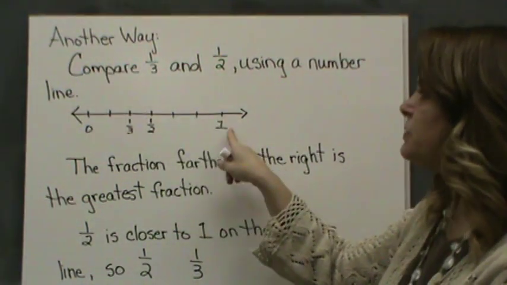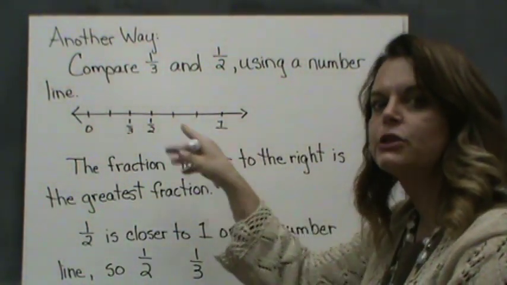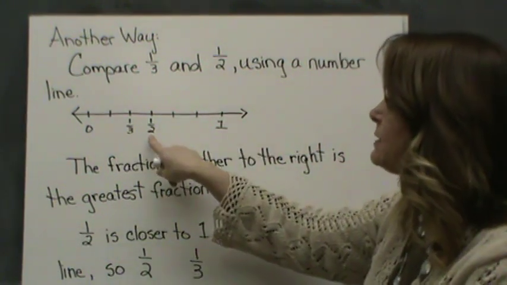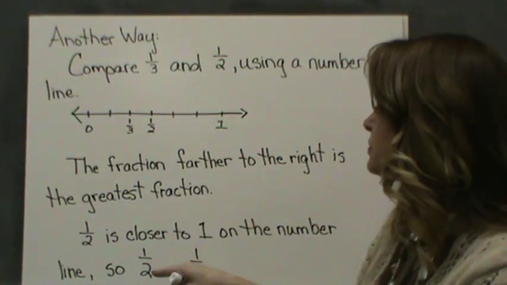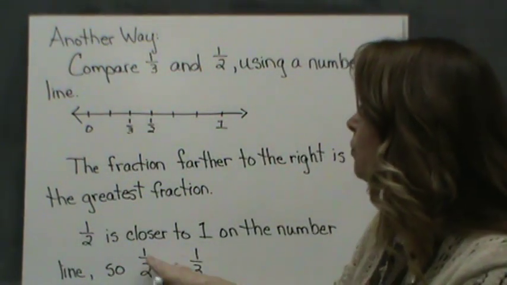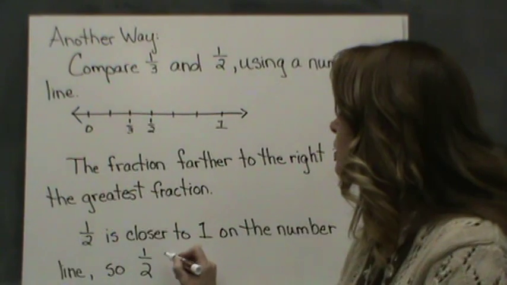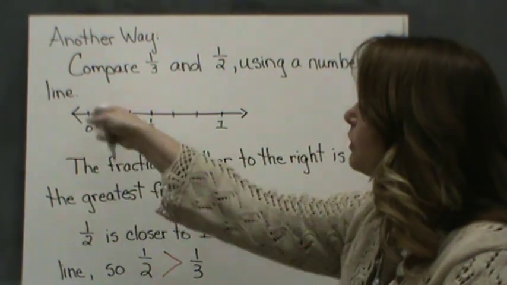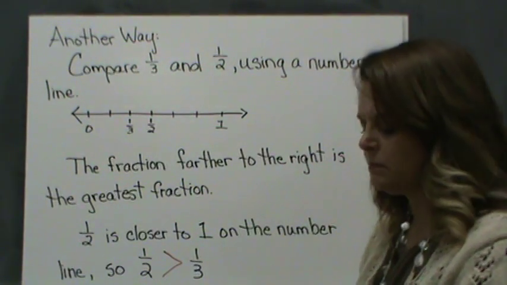The fraction closest to 1 is bigger. It's closer to being the whole number. So I can see easily that 1/2 is much closer. So since 1/2 is closer to 1 on the number line, 1/2 is greater than 1/3. Because 1/3 is smaller, it's further away from the 1.